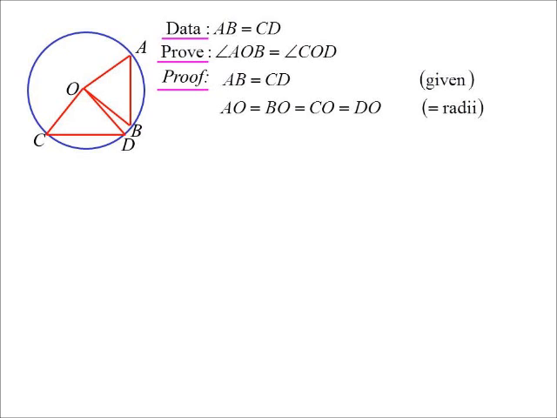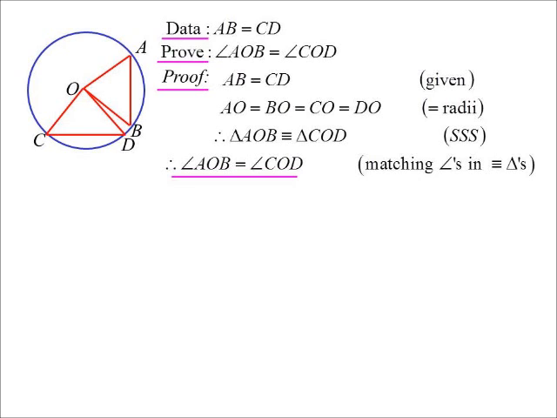Beautiful thing about geometry, it's not an equation we're solving. So we can write more than one equals on a line, which is saying, hey, we're listing all these things are equal. We got side, side, side. Thus, AOB is the same as COD, corresponding or matching angles in congruent triangles.